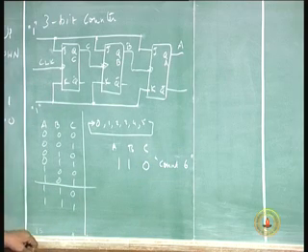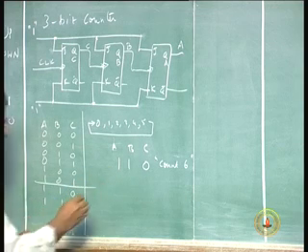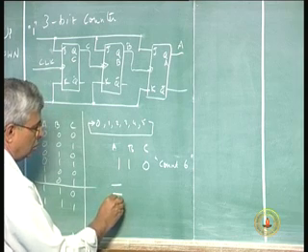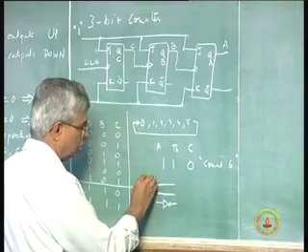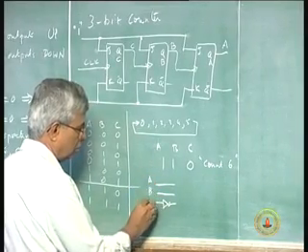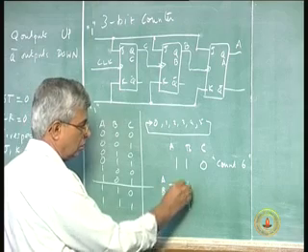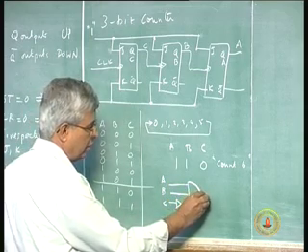Count 6 is 110. When 110 is reached, I should clear immediately all the 3 flip flops. That means I should take this into an AND gate, one 10 becomes 111. This is 0. When 110 is reached, this is 0.